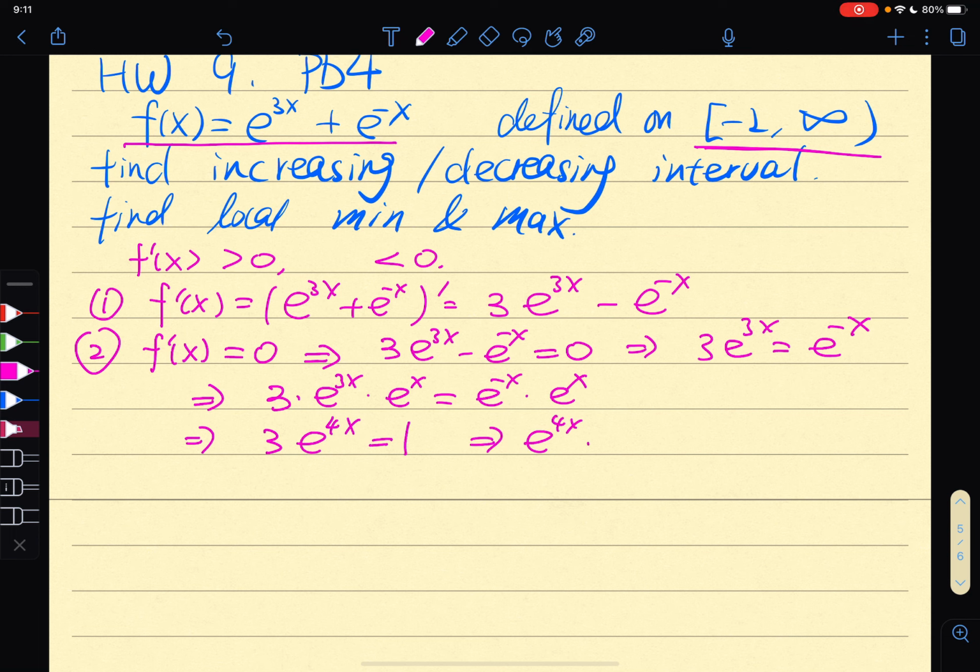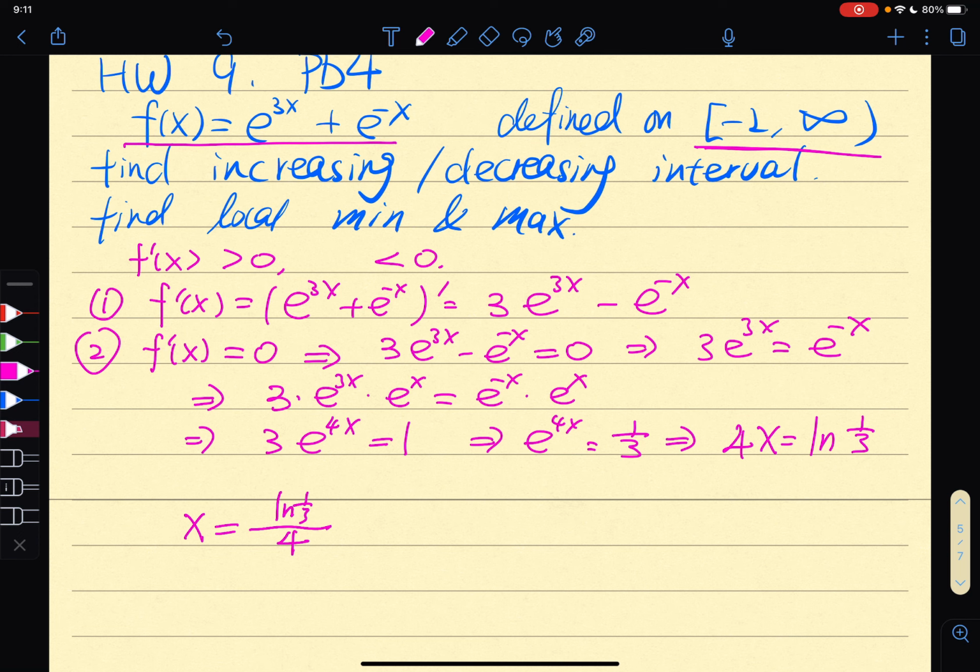e to the 4x is 1/3. This requires you to be able to recall what you learned from pre-calculus. So 4x is natural log of 1/3. So x is natural log of 1/3 divided by 4. Okay, so this is what we end up with.